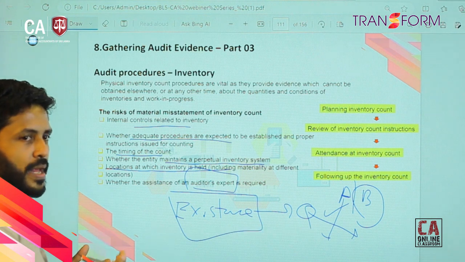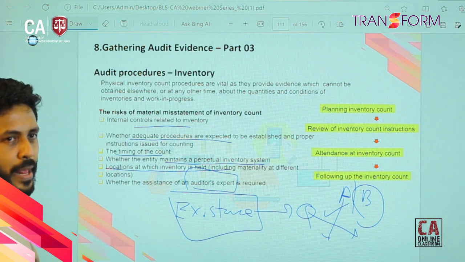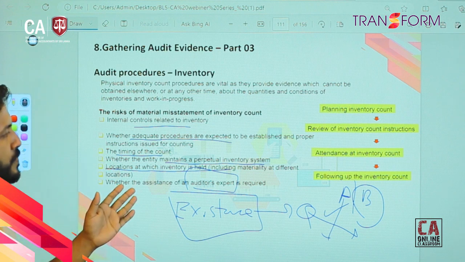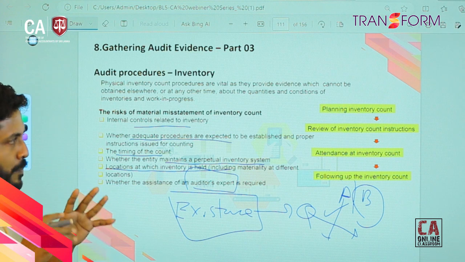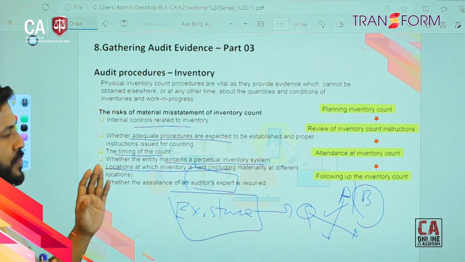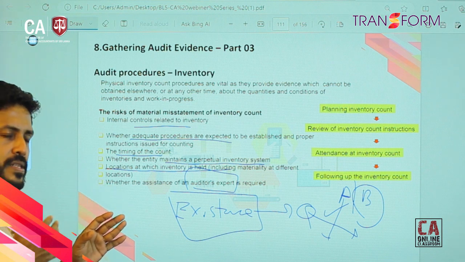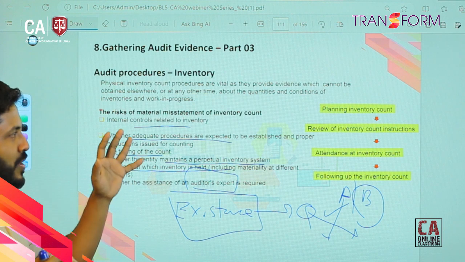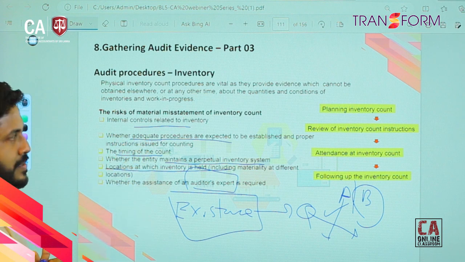All those things should be addressed in an inventory verification plan, right? So then after considering all those aspects, you can plan a proper inventory verification. So then if you have a question related to inventory verification, the examiner can ask, So what are the key concern areas once you are planning inventory verification? So then these are the key areas.